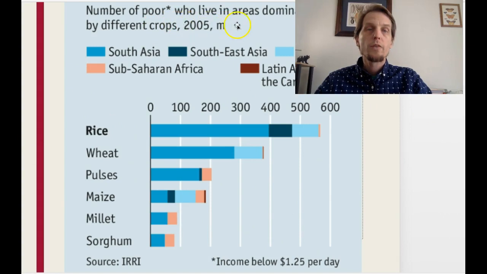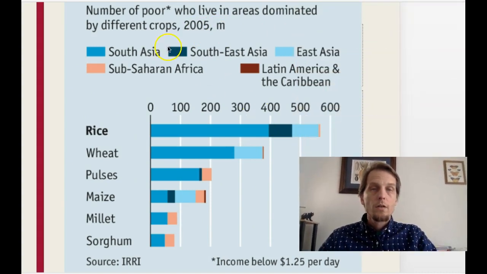Number of poor who live in areas dominated by different crops. This is 2005. And again, you have South Asia. You have Southeast Asia. And then you have East Asia. You have to think about what's over there. Far edges, Sub-Saharan Africa. Comes all the way up to here. And then you have some Latin America and the Caribbean. It's a lot of people.